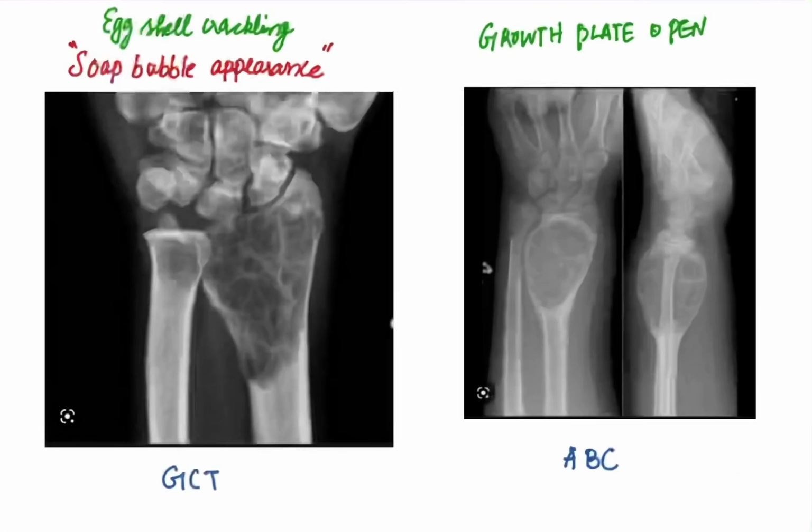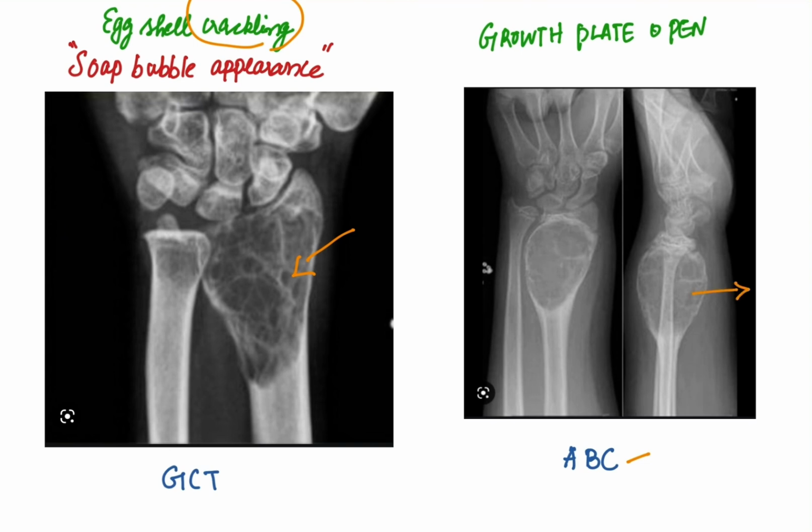So in the giant cell tumor, clinically you can palpate the eggshell crackling, and on the X-ray you can see the soap bubble appearance as you can see here. And this is a purely epiphyseal metaphyseal lesion. On the other hand, aneurysmal bone cyst is purely a metaphyseal lesion, and you can see the ballooning expansile look. And the key point to note is that here you can see the growth plate open while it's closed in GCT.